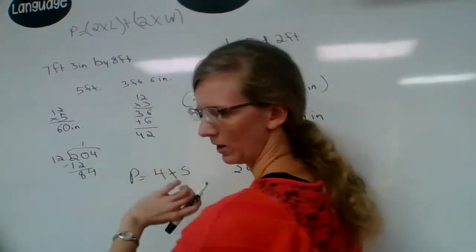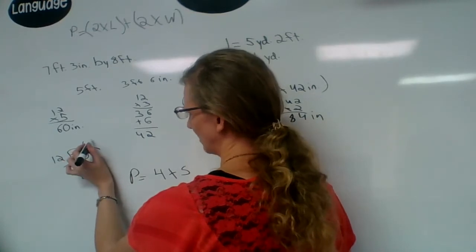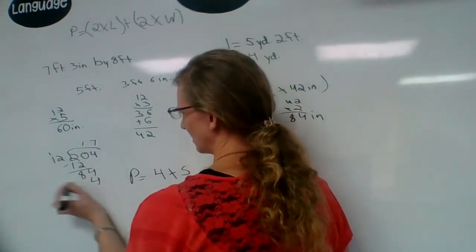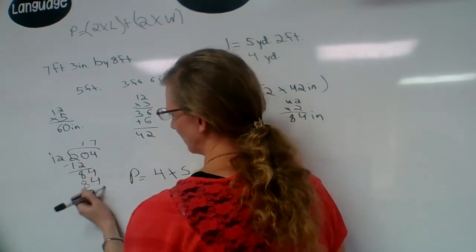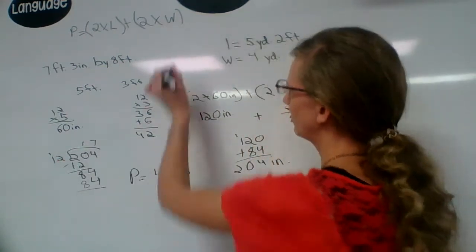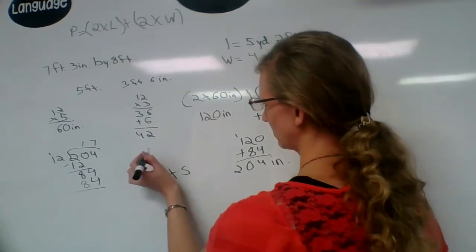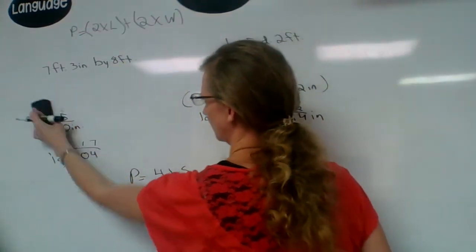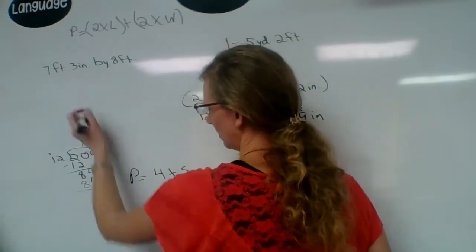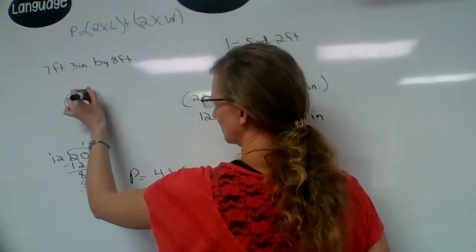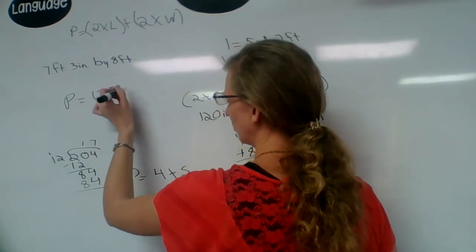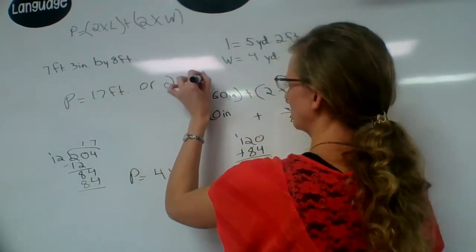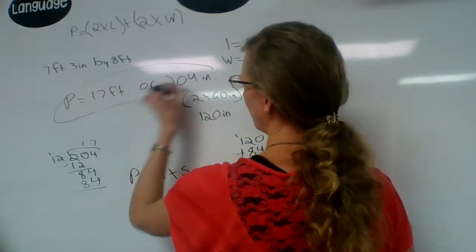And then you would try it out. Sometimes you have to guess a little bit. Let's do 7. 7 times 2 is 14. 7 times 1 is 7, plus 1 is 8. 84. So you have P equals, let me erase some of this here. P equals 17 feet, or 204 inches. It's both the same answer.